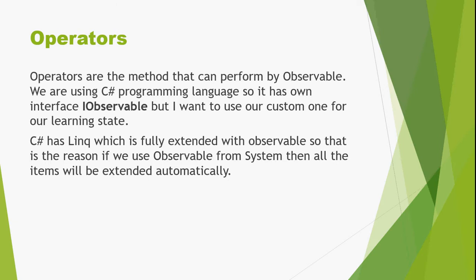We are using the C# programming language, so it has its own interface IObservable, which is under the System namespace, but I want to use our custom one for our learning state. C# has Linq, which is fully extended with observable, so if we use observable from System, then all the items will be extended automatically.